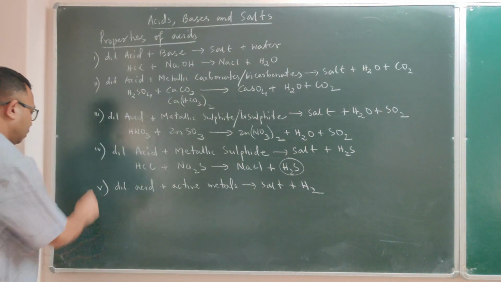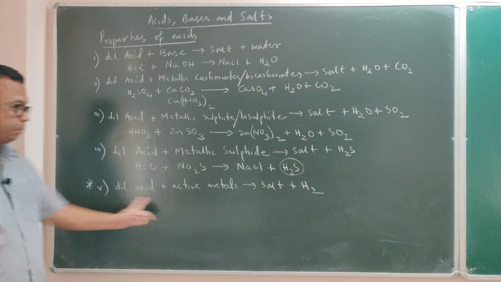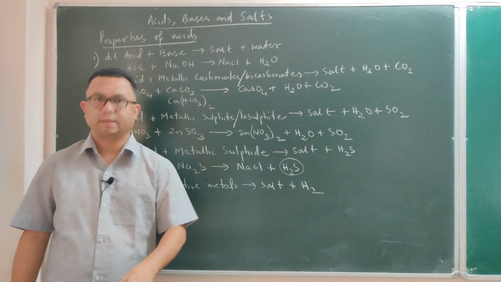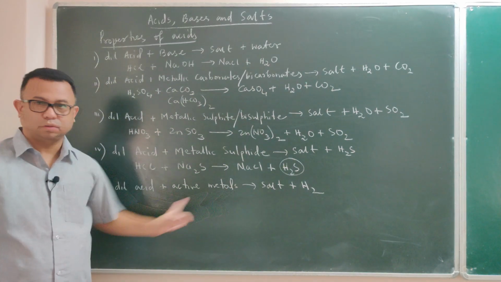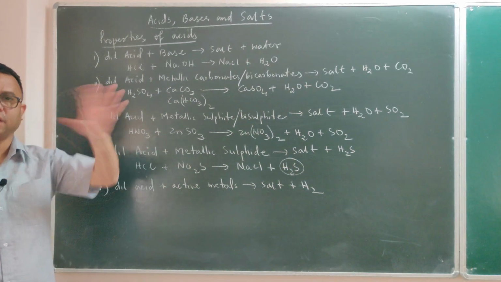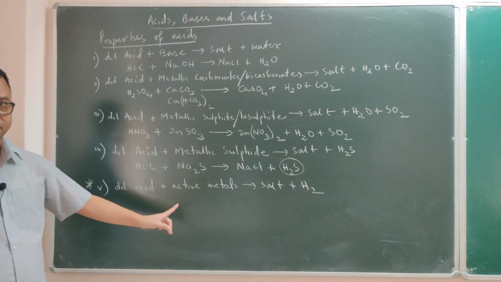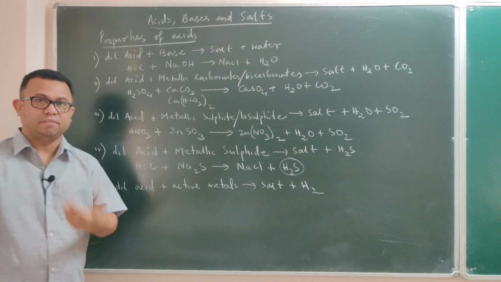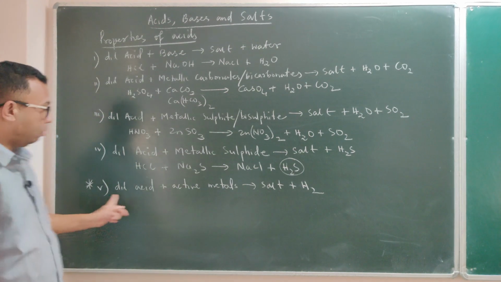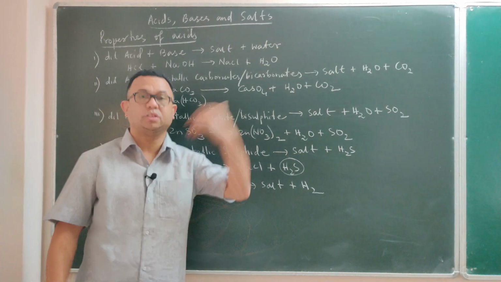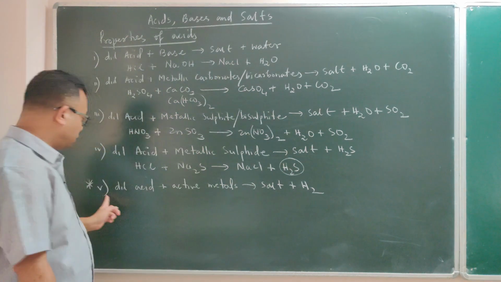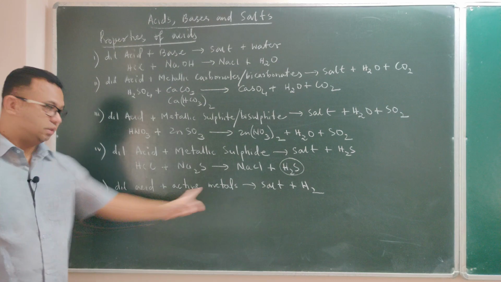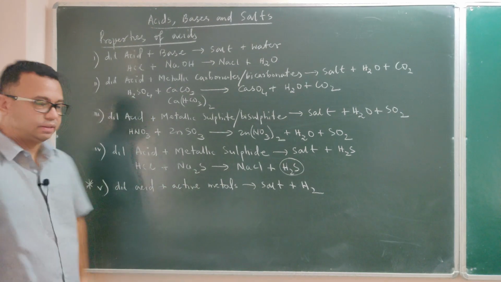Now this fifth property is the only property which is not followed by nitric acid. Nitric acid will not show this property. Hydrochloric acid and all other acids will show it, except nitric acid. Now I'll tell you why nitric acid cannot: nitric acid, being a very good oxidizing agent, will not follow this, because whatever hydrogen is produced will be oxidized to water. That's why this is the only exception for nitric acid. In the nitric acid chapter also you will learn about this reaction.